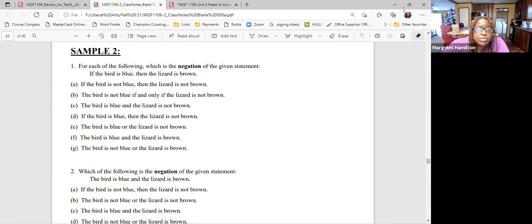Here we go. For each of the following, which is the negation of the given statements. Now we're talking about the negation. The negation of what?